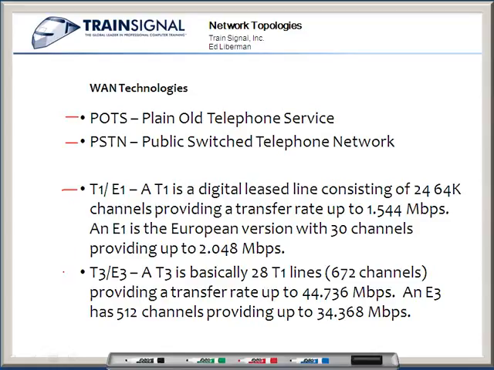A T3 or an E3 line is the exact same thing in the sense that it's a digital leased line, but a T3 is basically 28 T1 lines or 672 channels as opposed to 24 channels, providing a transfer rate up to over 44 megabits per second. And an E3 again is the European version, which has 512 channels, providing a little over 34 megabits per second. Now these are dedicated leased lines that you would need to get from a telecommunications provider.